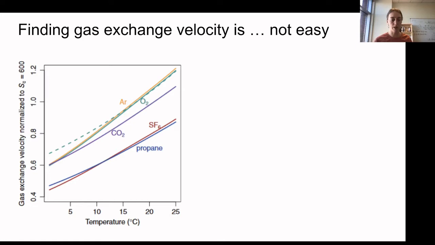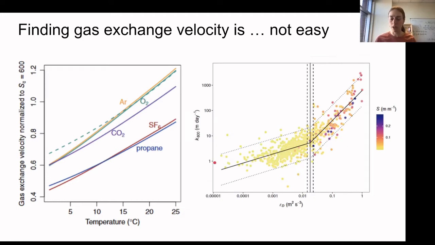We know that gas exchange velocity varies as a function of temperature, classic kinetics. So if we have higher temperatures here, we're going to have a higher gas exchange velocity. We also know that it's different across gases. So we can see we have different curves for our oxygen, for our CO2, and then these other ones we'll talk about in just a little bit. These are tracers that we can use to measure the gases that we're actually more interested in. So we can also see that gas exchange velocity varies not only as a function of temperature, but as a function of the characteristics of the streams themselves.